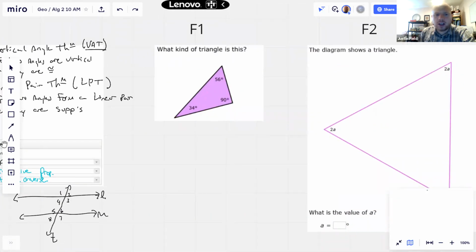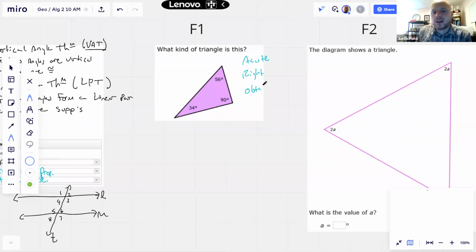So the first thing is triangles. After we do parallel lines, we go to triangles, three-sided polygons. And so triangles can be acute, right, or obtuse, just like angles. They can also be scalene, isosceles, or equilateral, right? Isosceles is two congruent sides. Equilateral is three congruent sides.